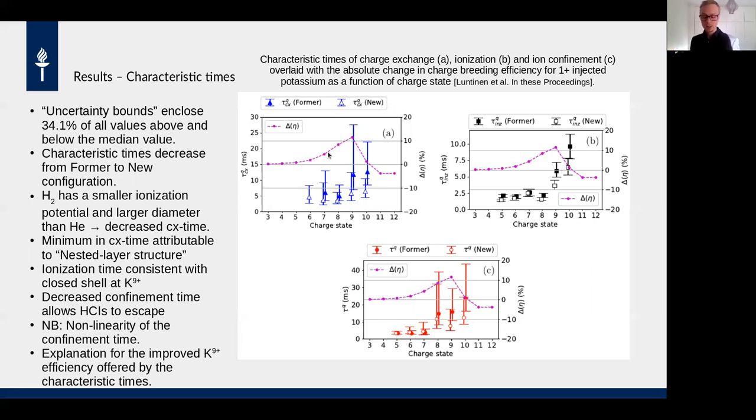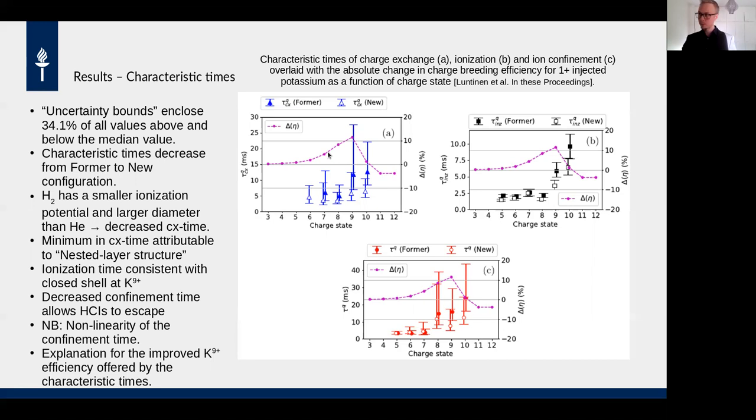There also exists in the charge exchange time a minimum around potassium 8+, which is attributable to the nested layer structure. Knowing that the charge exchange cross-section increases with the ion charge state, if the neutral density were uniform, we would expect a constant decrease in the charge exchange time. The fact that we see an increase towards the high charge states indicates that the neutral density is decreasing.